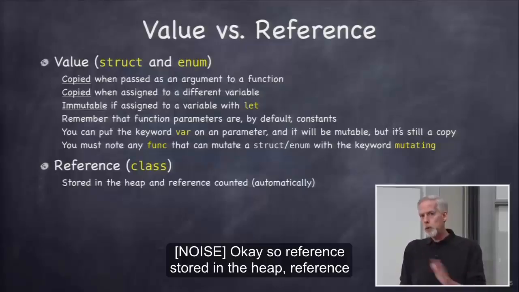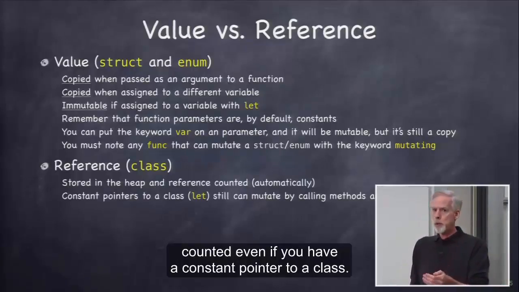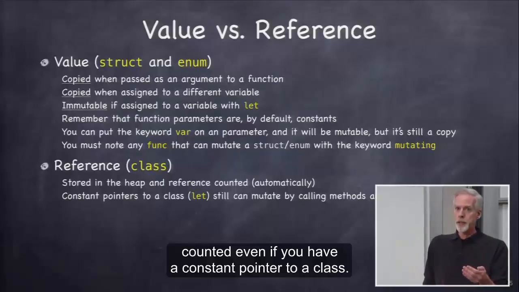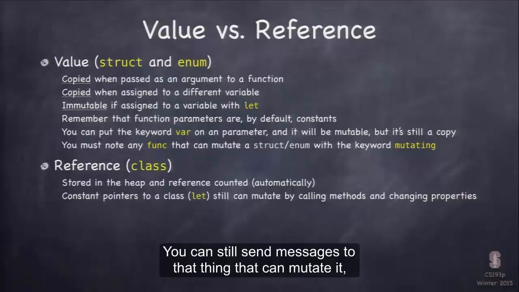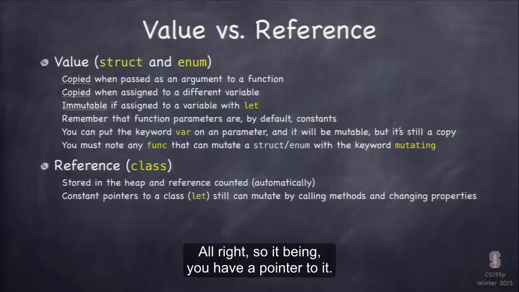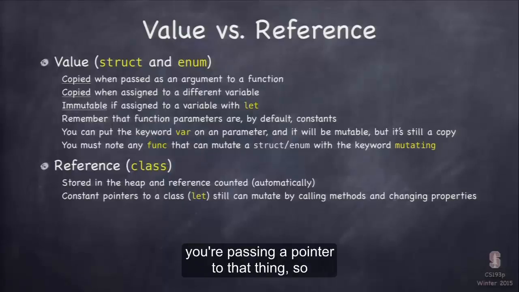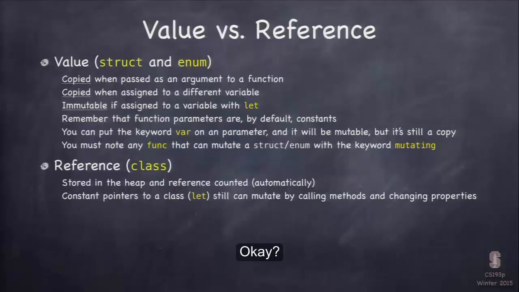So reference types are stored in the heap and reference counted. Even if you have a constant pointer to a class, let something equal the class, you can still send messages to that thing that can mutate it, because it's in the heap. You have a pointer to it. And when you pass it to a function, you're passing a pointer to that thing. So if the function modifies it, it's modifying the thing back where it was called.